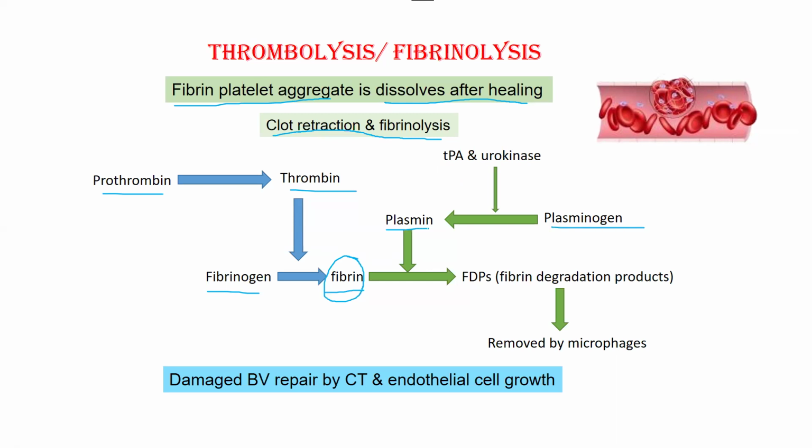into plasmin in your body by TPA or urokinase, and this plasmin will basically convert fibrin into fibrin degradation products, and these fibrin degradation products are removed by your macrophages. So what will happen is that this fibrin meshwork is now being dissolved, and then your damaged blood vessels will start to repair by connective tissue, and endothelial cell growth will renew at that place, and your whole area will get back to its normal appearance in your body.